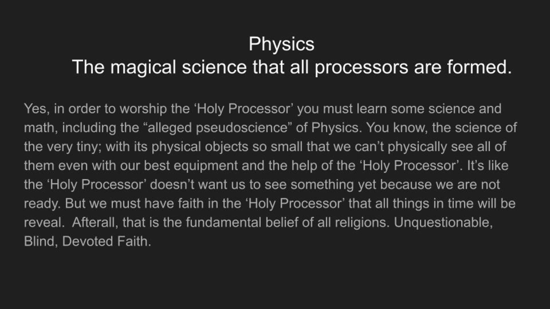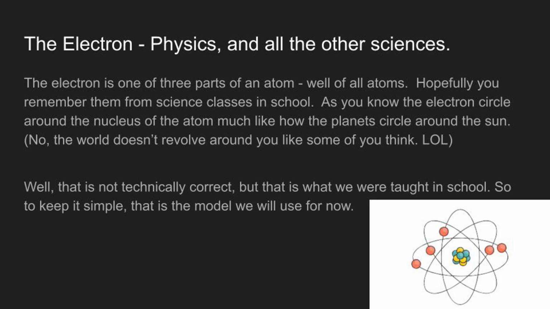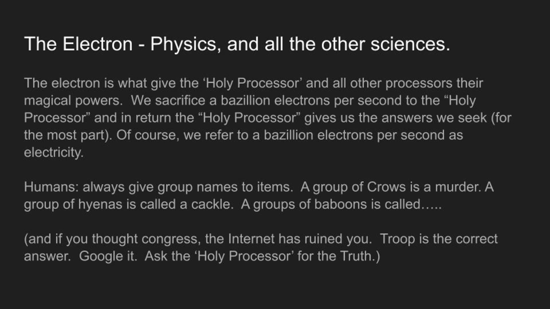Unquestionable, blind, devoted faith. The electron is one of 3 parts of the atoms, well, of all atoms, and hopefully you remember that from science class in school. As you remember, the electron circles around the nucleus of the atom, much like how the planets circle around the sun. Well, you know that's not technically correct, but that's what we were taught in school. We'll keep it simple, and we'll use that model. The electron is what gives the Holy Processor and all other processors their magical powers.